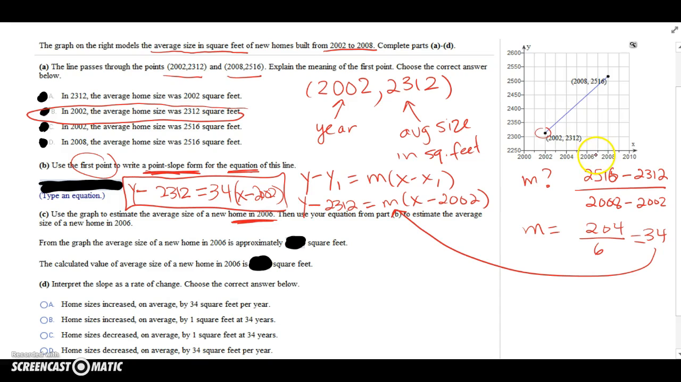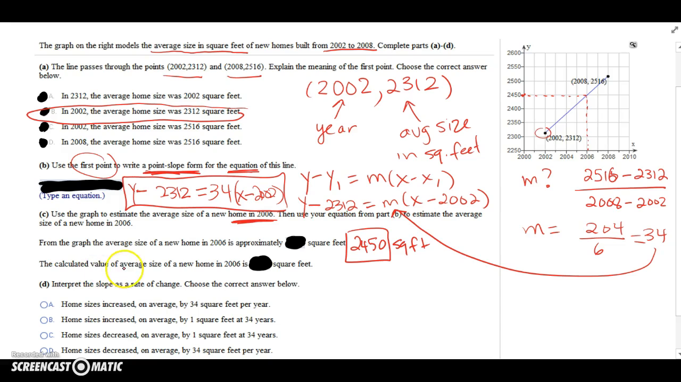Now, in order for me to get the average size of the home, I have to go to the y-coordinate. So I'm at 2006. I'm just going to walk over and see what the y-coordinate is. And I don't even really have to approximate. It looks like it is right around there. 2450 square feet is approximately or exactly, based on the graph that I see, the average size of a home built in 2006. That's in the first part.